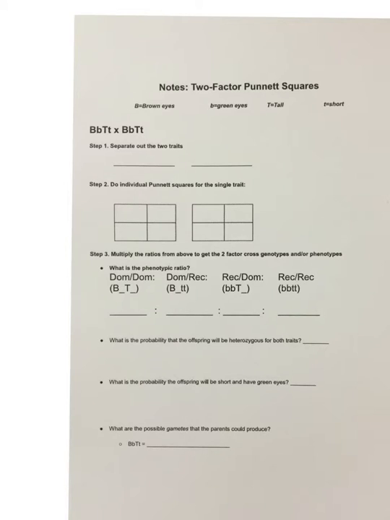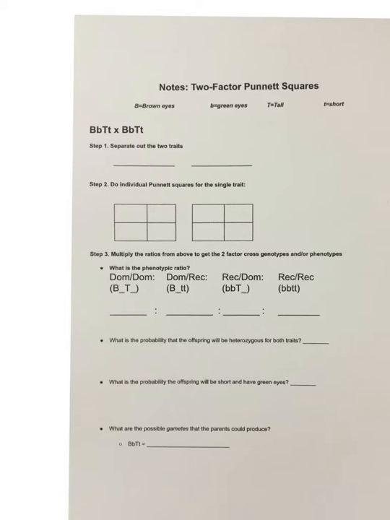If we did a dihybrid cross or a two-factor Punnett square the old school way, we'd end up with a Punnett square with 16 possibilities and 16 boxes. But I'm going to simplify that for you, and we're going to do something called the cheater's method that I think that you'll find a lot easier. So the first thing we're going to do is we're going to separate out the two traits.